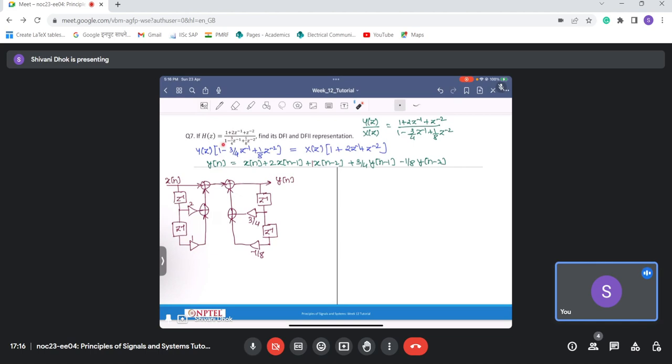Similarly, I need to construct this. So this one is y of n, then this z inverse. Now instead of using minus 3 by 4, I'll have a 3 by 4 factor here because it gets shifted to the right-hand side while writing this y of n expression. So this is 3 by 4. Then again I'll have a z inverse, and then this 1 by 8 but with a minus sign, which again gets added. So there is no need to construct or get to this equation. By just inspecting this one, we can get to this representation here.